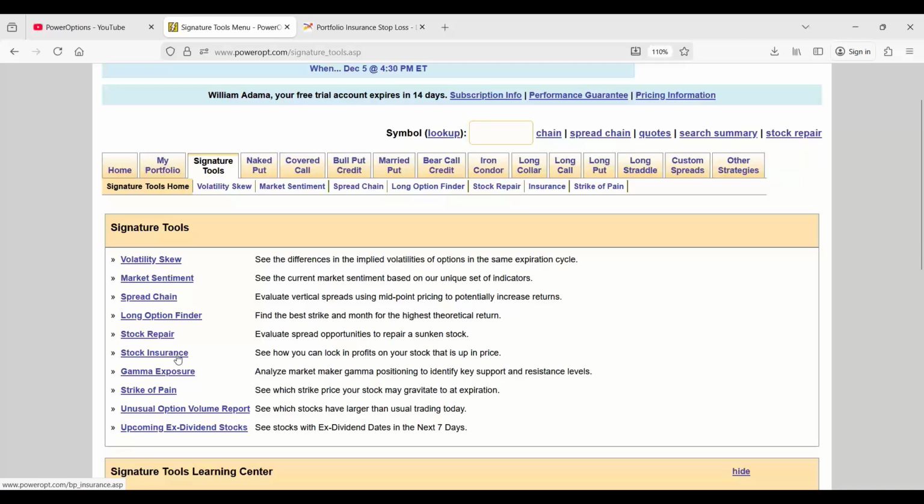Stock insurance: you've got a stock that's moved up in price. You want to lock in your gains, have a bulletproof position with no risk, and still continue trading it for an extended period of time. This will show you which is the best put to buy in order to do that.